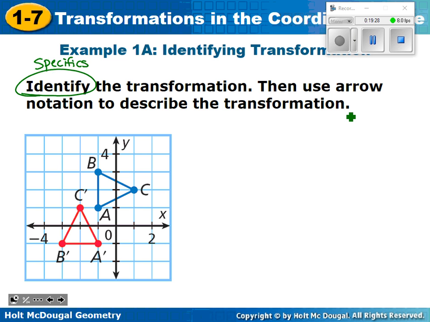Blue. How do we know the blue one's the pre-image? It doesn't have the primes. When you see those primes, that's telling you that's the image. So they're asking you, how do you get the blue shape to land on top of the red shape? So do you see a reflection, a translation, or a rotation? It's just going to be one. So do you see a reflection, a translation, or a rotation?